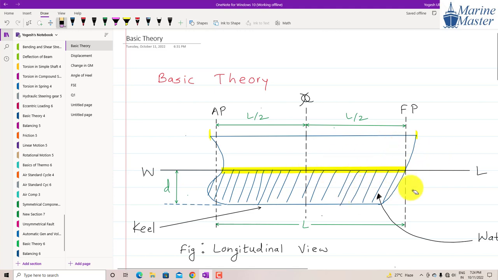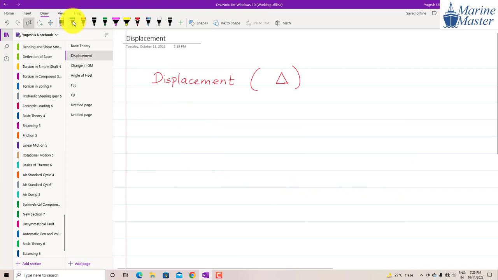How much water is going to be displaced? What will be the mass of that displaced water? That mass of water is displaced from this portion here. We are displacing the mass, guys. This hatching portion denotes the water we are displacing. How much water are we going to displace? A mass equal to the mass of the vessel. So what is displacement, then? Displacement is nothing but the mass of the vessel.